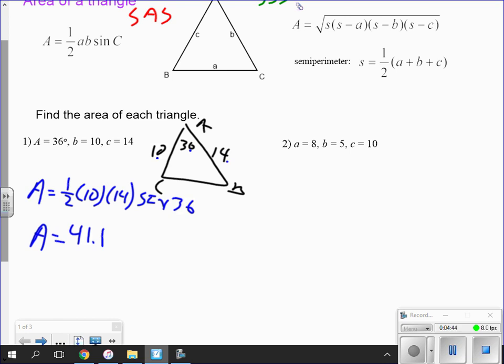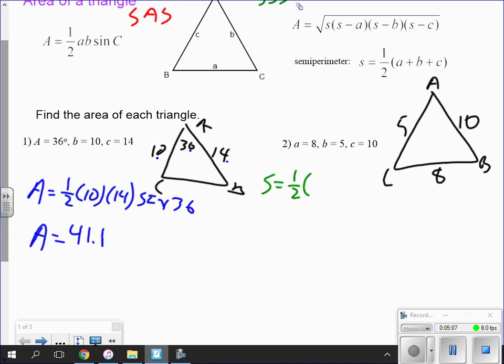Second one, same idea. B, C, 8, 5, 10. What do I have? I have three sides. So what am I going to do? I'm going to use Heron's formula. Two parts to Heron's formula. First one, you do need to find the semi-perimeter. S equals 1/2 times 10 plus 8 plus 5. So your semi-perimeter in this case is 11.5.